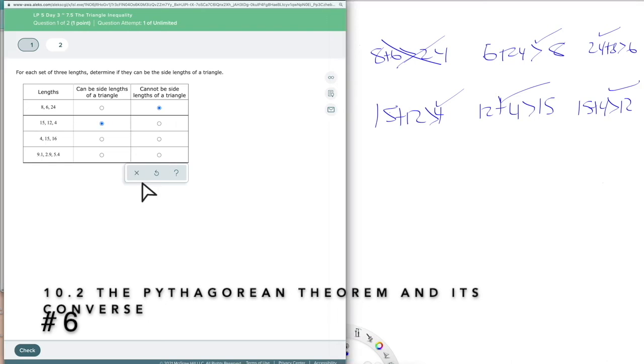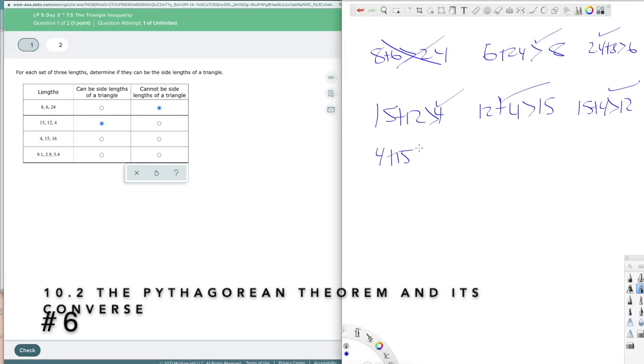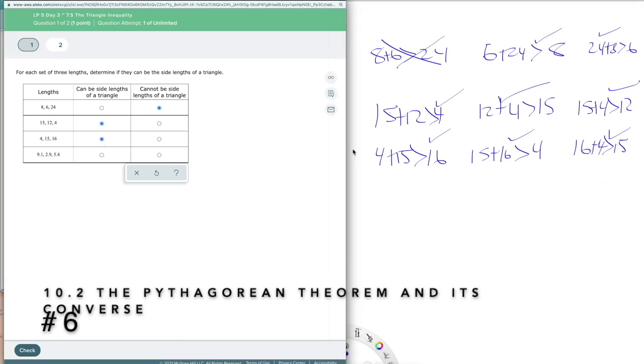So we're just testing, can it in fact be the side lengths of a triangle? So we have 4 plus 15 is greater than 16. That's true. 15 plus 16 is greater than 4. That's true. And then 16 plus 4 is greater than 15. So again, they're all three true. So yes.